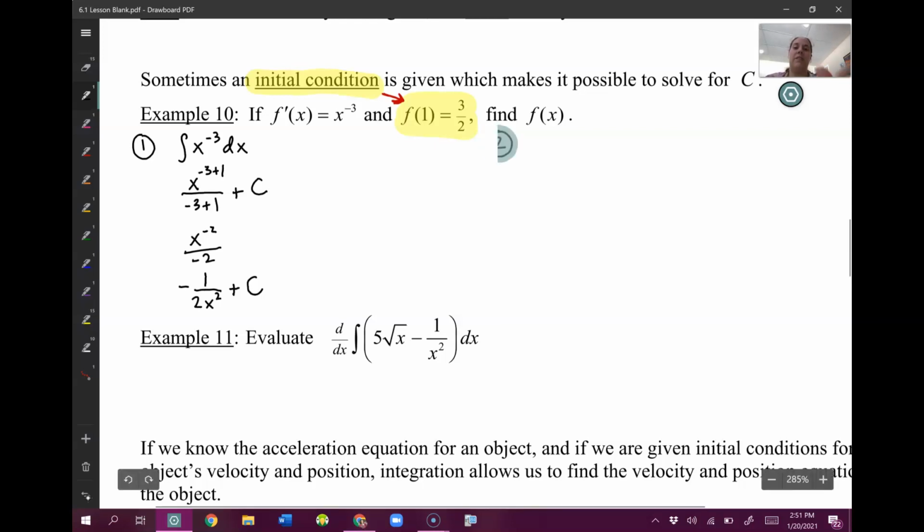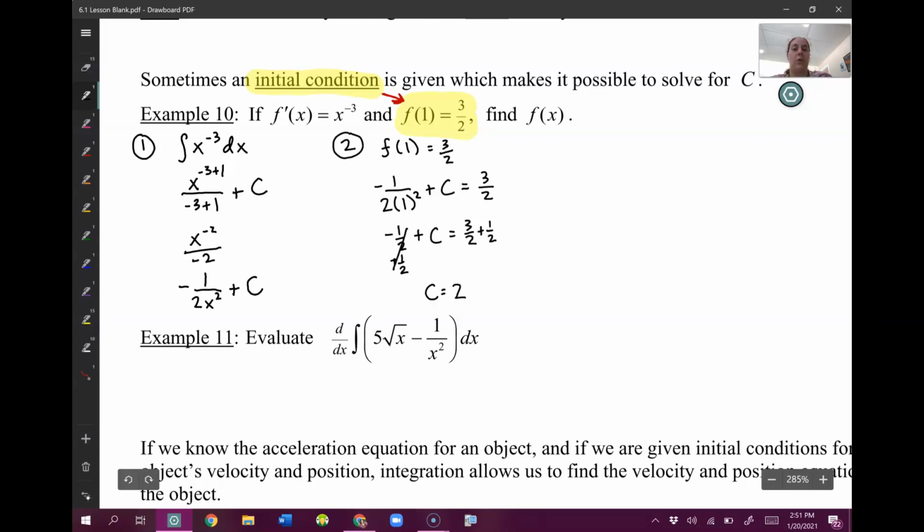So now we have step 2. Step 2 is where we apply the initial condition. So I know that f of 1 equals 3/2. So I need to plug 1 into my equation for x, and it's going to equal 3/2. So I've got negative 1/2 plus c equals 3/2. And now I can solve for c. Add 1/2 to both sides, so I get c equals 4/2 or 2.